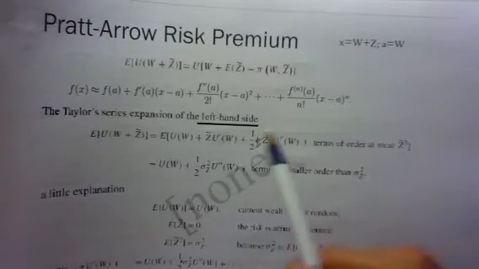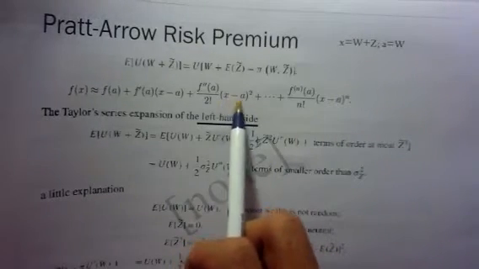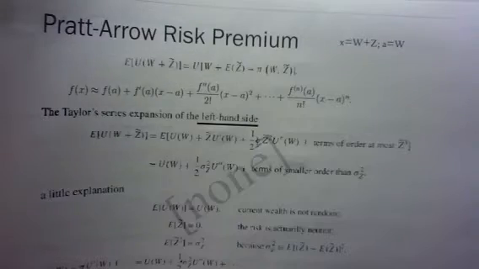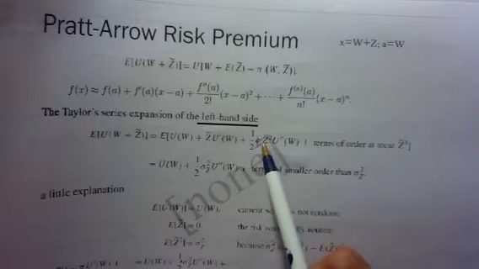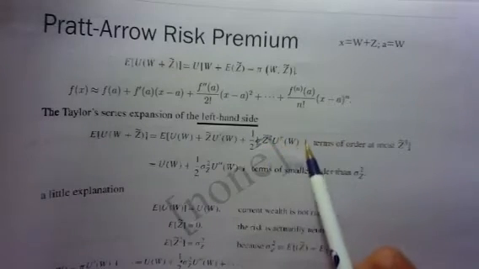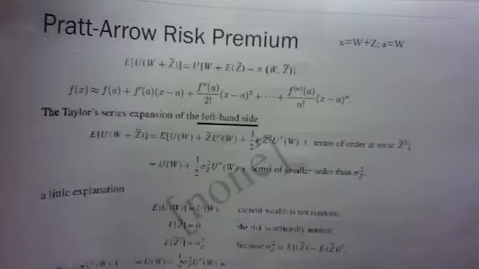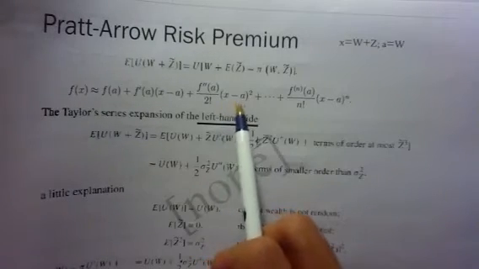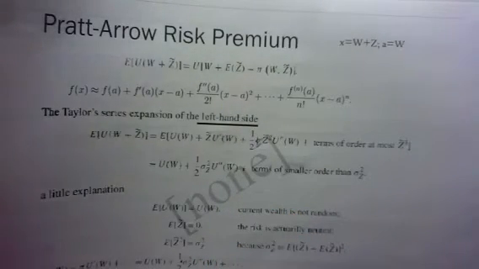Just delete it. Then we have (x − a) to the power of 2. That is w plus z minus w. That gives you z, so it's z squared. Then plus, if you carry on, we have (x − a) to the power of 3, then to the power of 4, 5, 6, and so on and so forth.